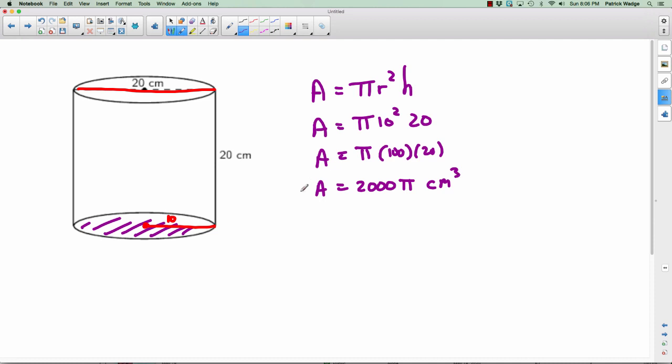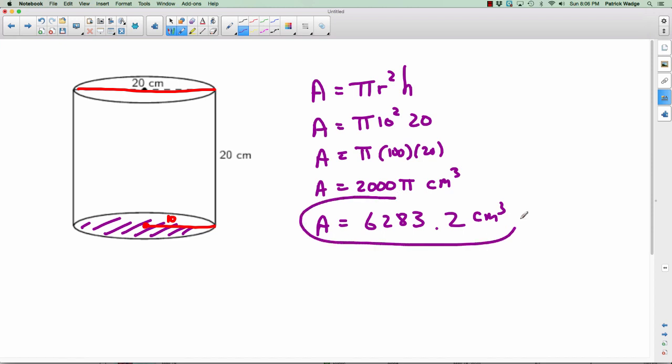But, you know, your book's not going to do that. They're still using the 3.14 or whatever. So if you multiply the 2,000 times 3.14, or even better, use that pi button on your calculator, you will get 6,283.2. If you round, it comes to centimeters cubed. So either one of these answers is fine. This one or this one's even more exact if you want to do that.